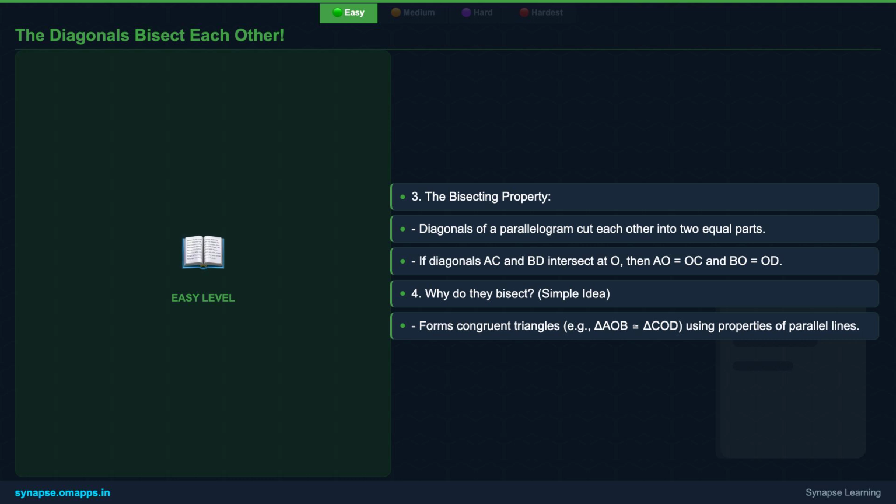Why does this happen? Well, if you look closely, the diagonals create two pairs of congruent triangles inside the parallelogram. For instance, triangle AOB and triangle COD are congruent. Because they're identical in shape and size, their corresponding sides must be equal, which gives us AO equals OC and BO equals OD. Simple, right?